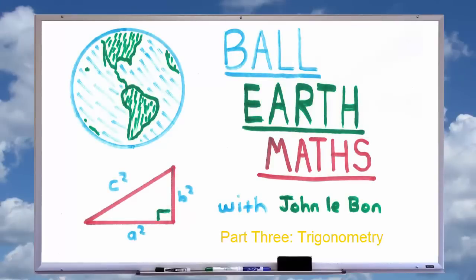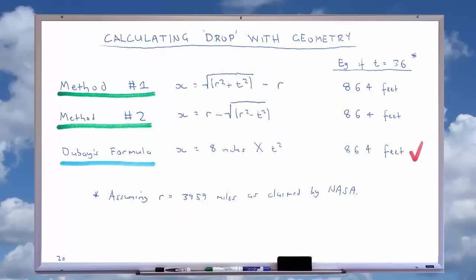In part 2 of this series, we saw how simple geometry can be used to calculate the drop from the tangent line intersecting the Earth at point A to the dropped Earth at point B. This is useful for people who are studying the shape of the Earth, as it allows us to compare what we actually see across distances with what we ought to see if the Earth is a giant ball with a radius of 3,959 miles, as we are told by NASA. We also found that the results given by these geometrical equations accord with results given by Dubé's formula, i.e. 8 inches times the mile squared.